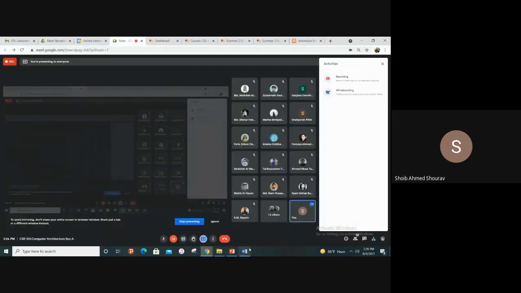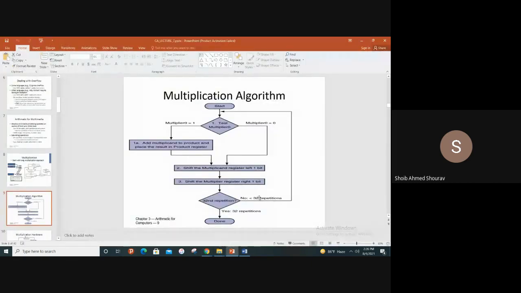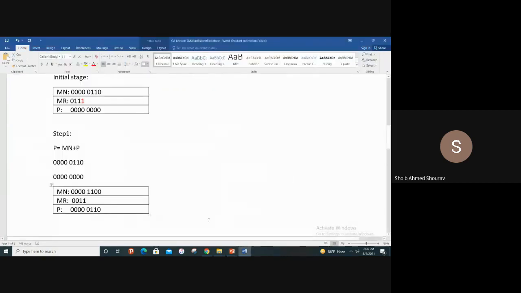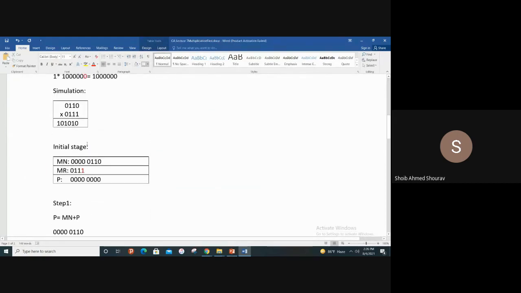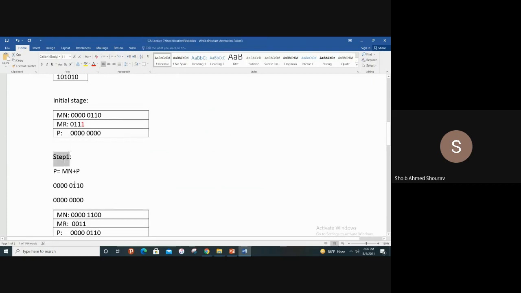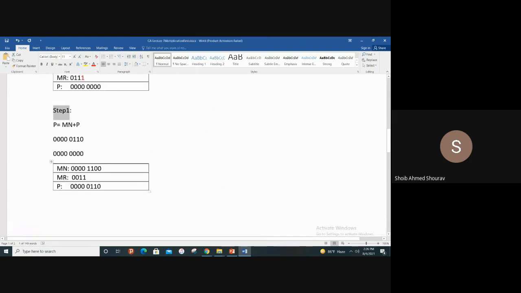So if the multiplier is of 32 bits, we have to repeat this process 32 times to complete the multiplication algorithm, or we have to complete 32 steps. As we can see, our multiplier is only of 4 bits. We need only 4 steps to complete the multiplication. So our first step is perfectly done. There is no confusion. Now we are going to go to the next step.